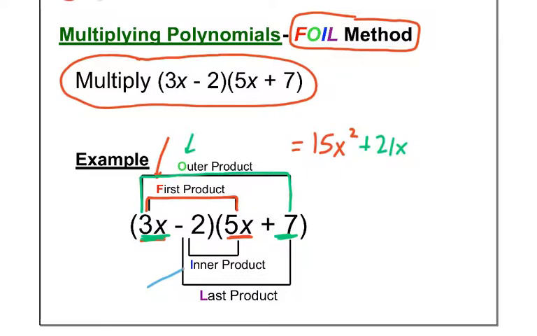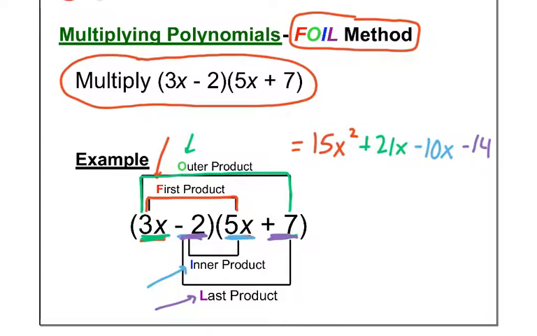The I is the inner product, meaning this inner term with the negative and this inner term. So inner meaning in the entire picture of all 4 little terms, these are the 2 that are sort of on the inside. Okay, I can multiply negative 2 times a 5x is a minus or negative 10x. And finally, the lasties. The lasties over here are just the 2 last terms on the ends, the minus 2 and the plus 7. Okay, you multiply that, you just get minus 14.